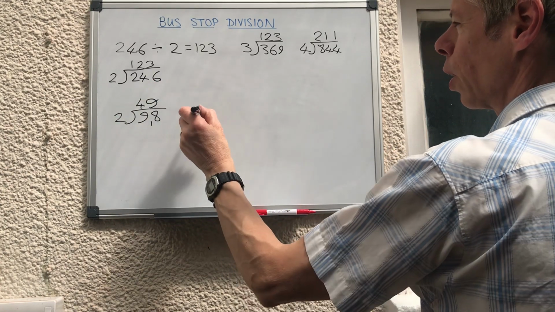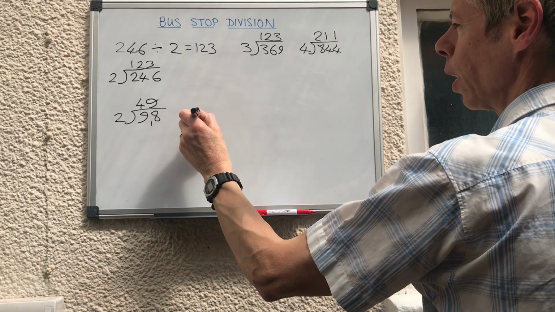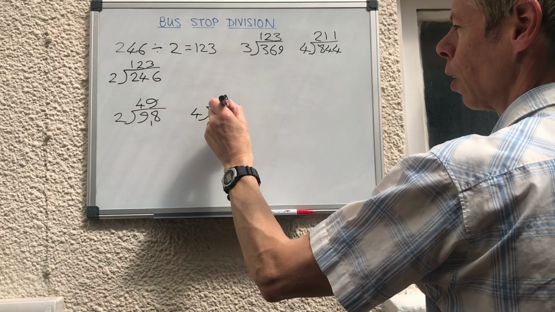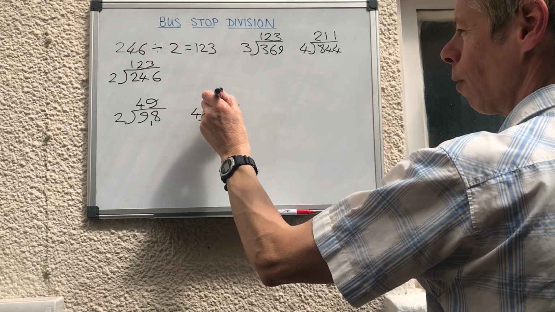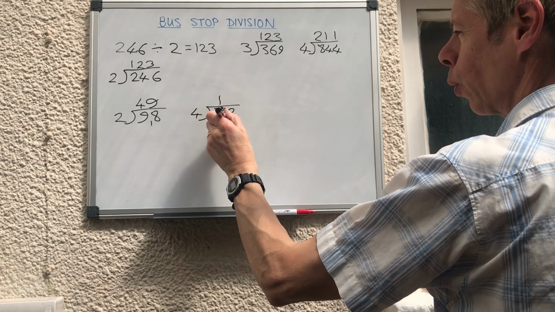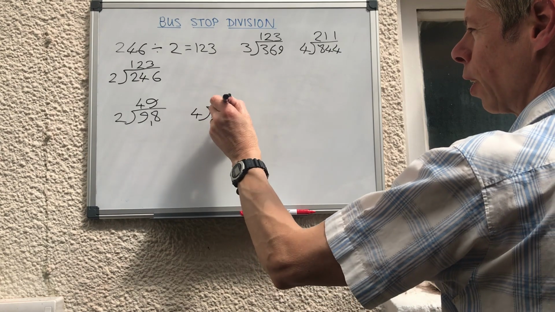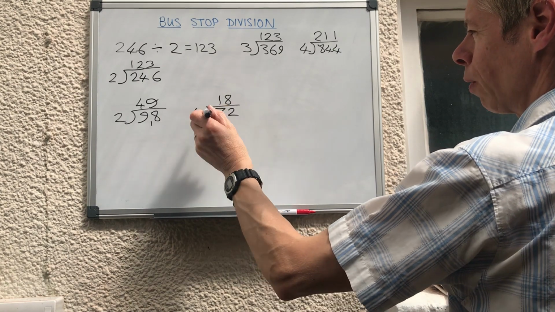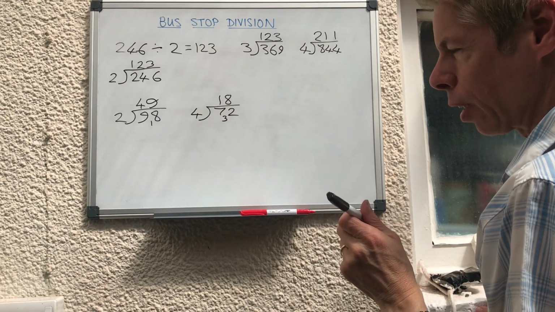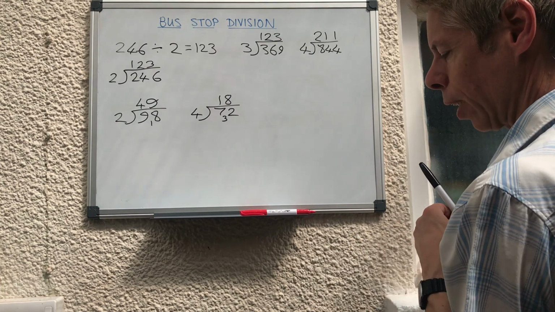Okay, so next question is 4's into 72. So how many 4's go into 7? Well, there's 1 4, but your remainder is 3, because 7 take away 4 is 3. So 4's into 32 is 8. So 72 divided by 4, which if you know your factors, you would know already is 18.